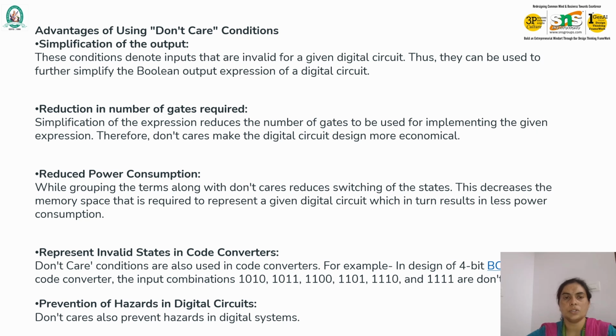The advantages of the don't care method are that it simplifies the output, reduces the number of gates required, and reduces power consumption. It also represents the invalid states in code converters and helps prevent hazards in digital circuits. These are the main motives of the don't care condition implemented in a K-map, that is, Karnaugh maps.